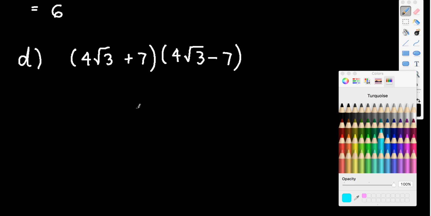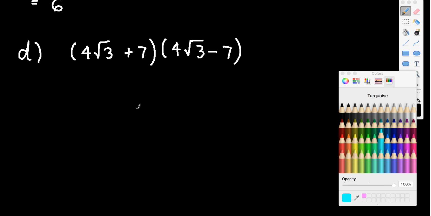D. Again, it's clearly difference of two squares. I've got an A term, B term, one's being added, the other is being subtracted in this bracket. It is going to expand and simplify, I should say, to a squared minus b squared. In this case, we're just working with a number, not a surd as the second term.